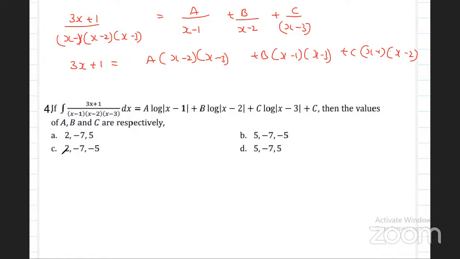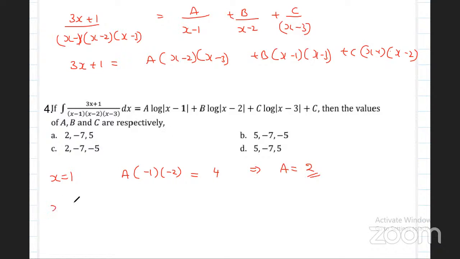How do we find these coefficients? You know this method. Here we can substitute x equal to 1 into this equation, so that b will be 0 and c will be 0, and we only get the coefficient a. So if you take x equal to 1, we get a times minus 1 on one side, and 3 plus 1 on the other. So what is a? 4 by 2, which is 2. So a has to be 2.